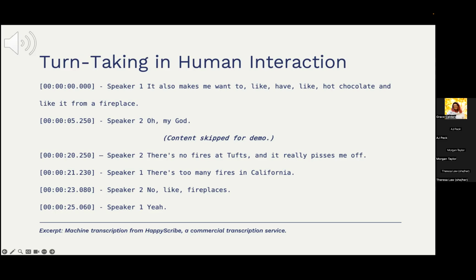So the thing to note there is that the switch between the speakers was very rapid and very smooth. And it seemed like almost they weren't putting any effort into doing that. But we know that's actually a very complex process.